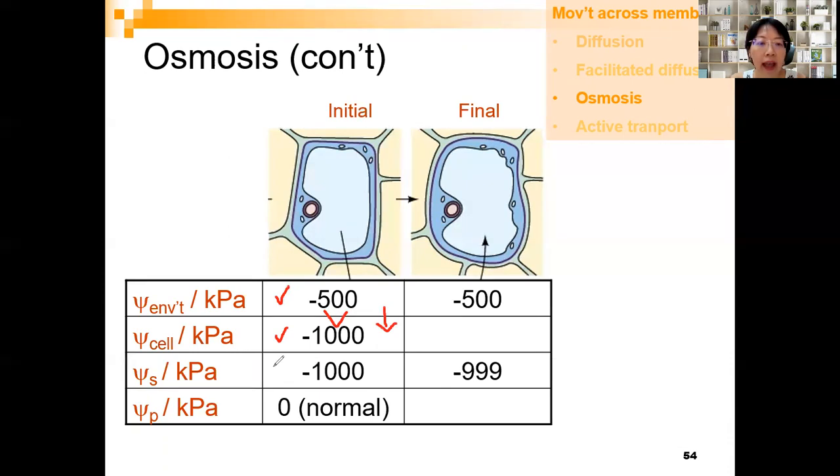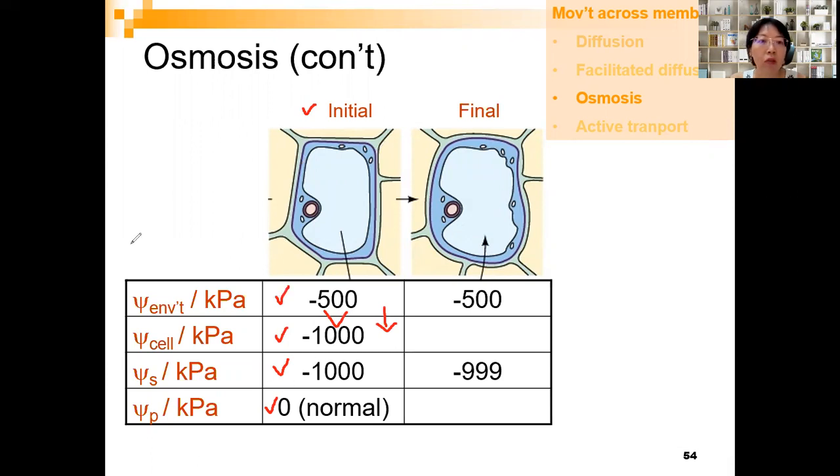And the psi s of the cell is also negative 1000, because at that time, psi p is 0 initially. Initially, the membrane of the cell is not pushing against the wall. It may be touching the wall, but it's not pushing against the wall. So there's no pushing force, there's no pulling force. So psi p is equal to 0.